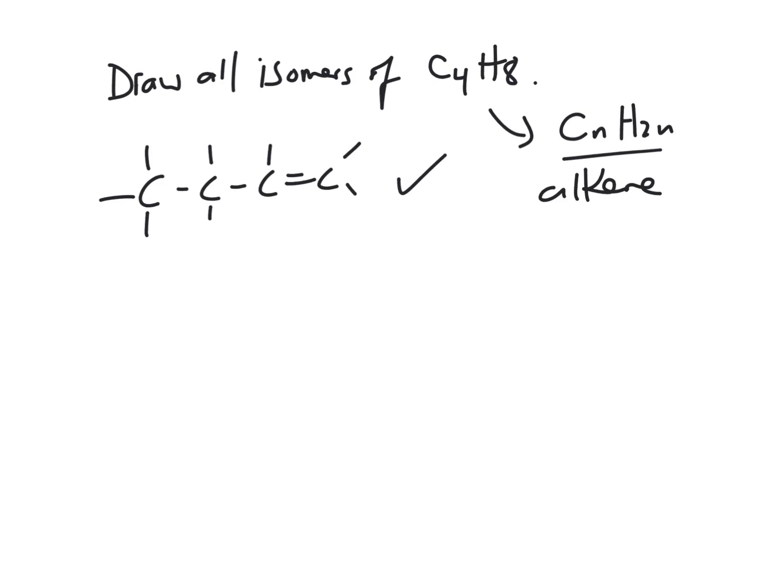What else can we do? Well, we can slide that double bond around, right? We can put it over here. Then we add our hydrogens and count. Yep, we got to 8. That's also one of the isomers, okay?